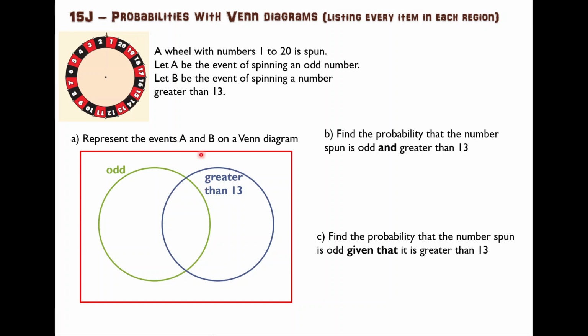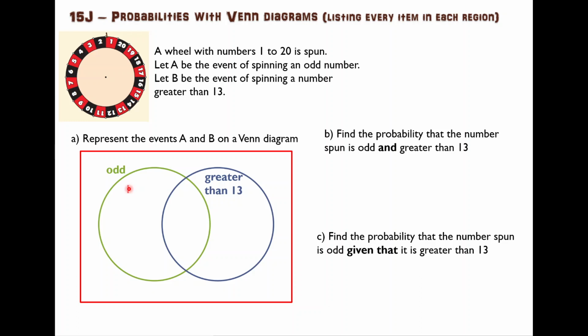Let's list every outcome on this Venn diagram. First of all, we'll start with number 1. Is number 1 odd? Yes or no? Yes, it is. So it's in this circle. Is number 1 greater than 13? No, it's smaller. So number 1 goes in this region.